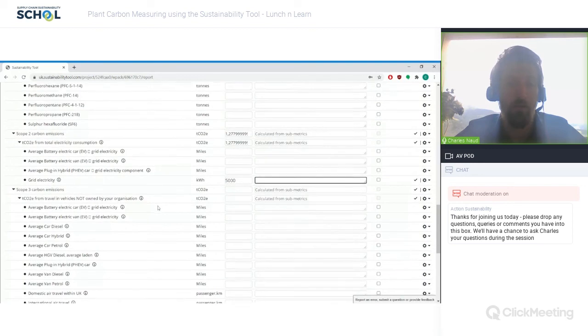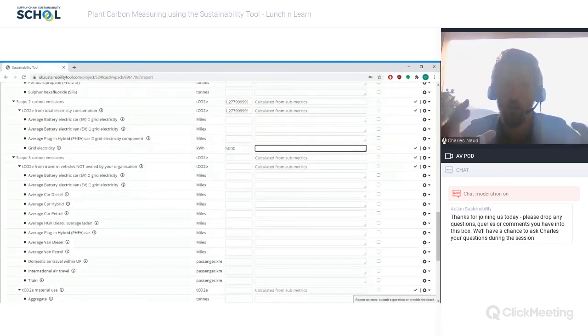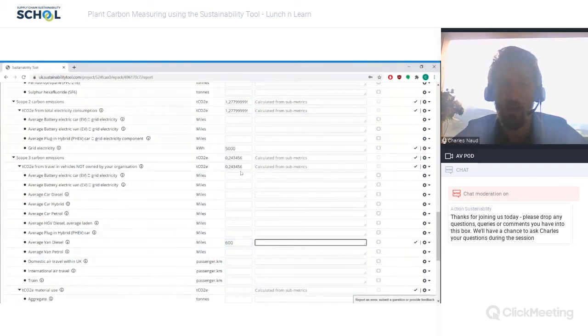And then if I go down, we move into carbon scope 3. Here again, travel in vehicles that are not owned by my organization. So there's a difference when calculating your carbon emissions between vehicles that are owned by your organization and traveling in vehicles that are not owned by your organization. So in this instance, I'll put average van diesel, and I'll put let's say 600 miles just here, and it again tallies up my carbon emissions for that section.